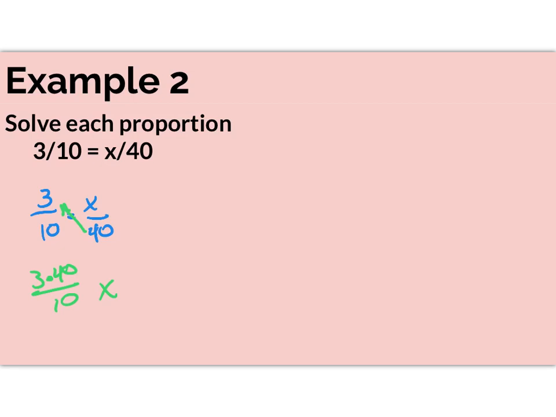And then you can factor out. 10 goes into 10 once, 10 goes into 40 4 times, so 3 times 4 is 12, and then x equals 12. And if we put this number back in, 10 times 4 is 40, 3 times 4 is 12, so it makes it proportional. And those are our examples, and I'll meet you at the end of the video for the answers.